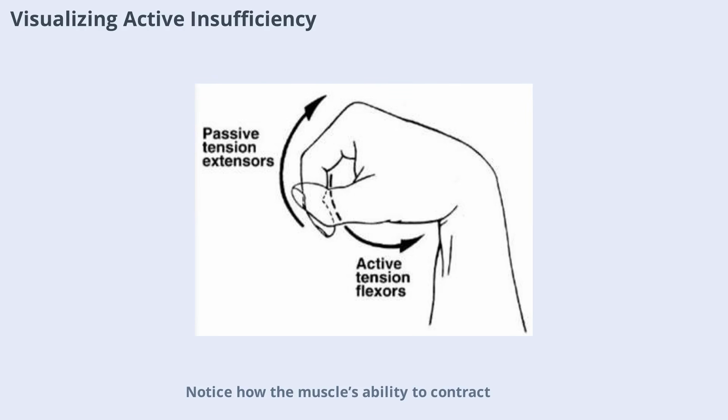This image further illustrates active insufficiency in action. Notice how the muscle's ability to contract is limited when both joints are engaged. The diagram highlights the reduced force output and the mechanical disadvantage created by the muscle's shortened length. Understanding this visual can help you recognize why certain positions make it harder to generate strength.